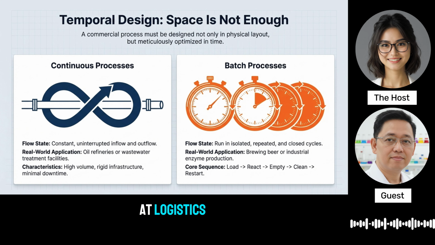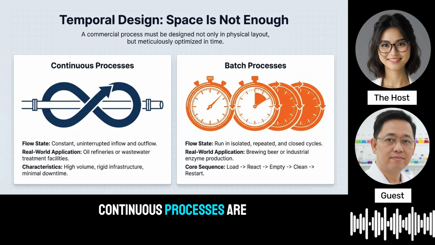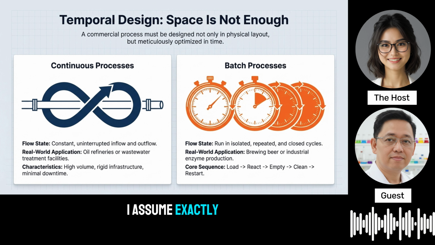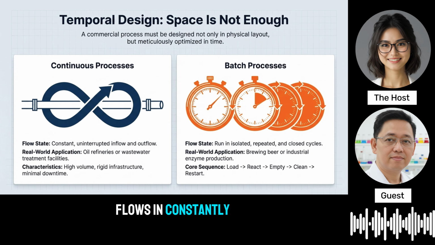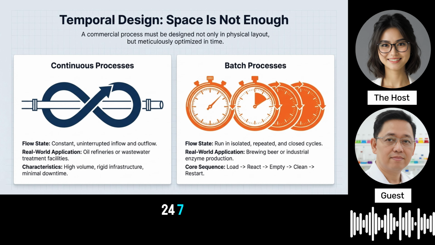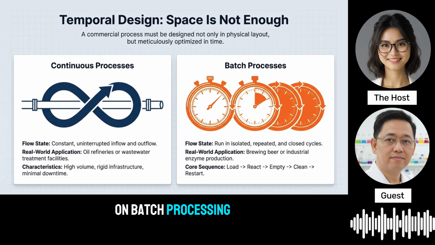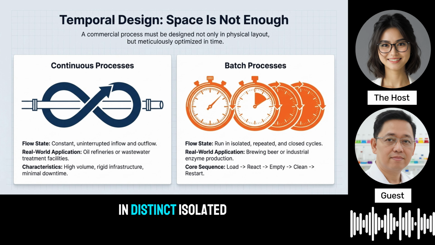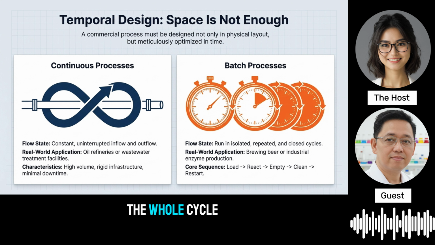When we look at logistics, processes generally fall into 2 categories: continuous and batch. Continuous processes are exactly what they sound like, I assume. Exactly. Think of an industrial wastewater treatment plant or a massive petroleum refinery. The raw material flows in constantly and the product flows out constantly, 24/7, without stopping. But biological processes like making our lactose-free enzymes or even brewing beer, they usually rely on batch processing, right? Yes, they happen in distinct, isolated cycles. You load the ingredients into a tank, let the reaction run, empty it, clean it thoroughly, and then start the whole cycle over from scratch.